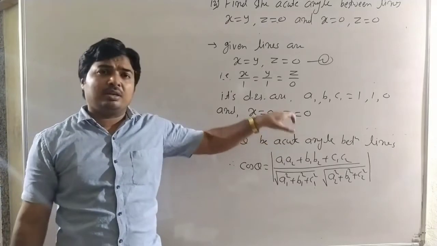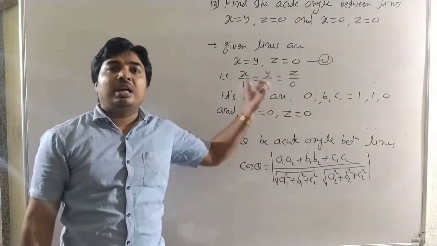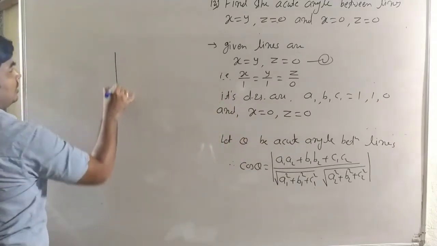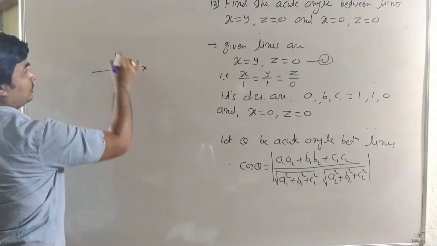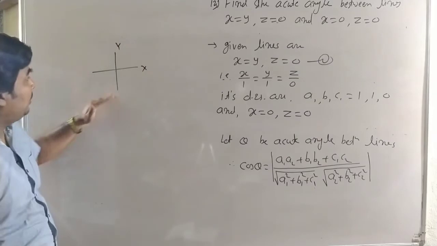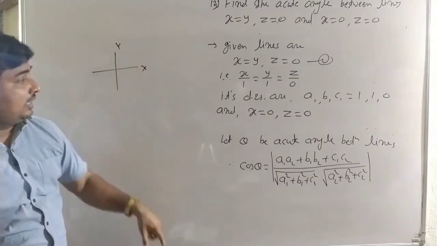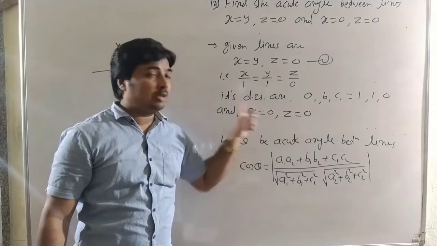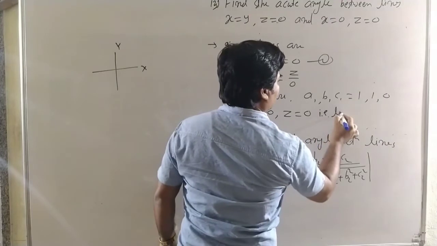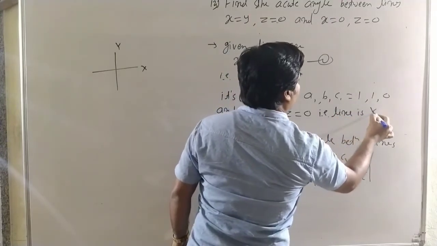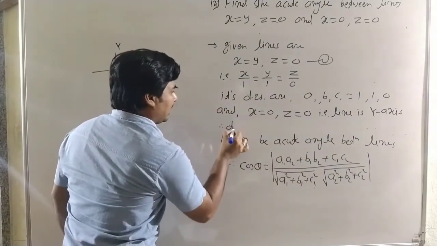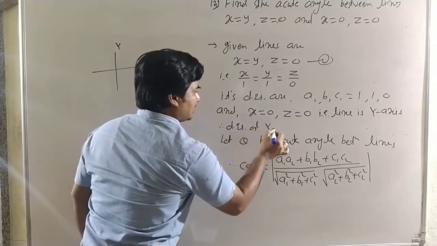Here, these concepts we are learning in the chapter vector and 3-dimensional geometry. Here, x equal to 0 and y is equal to 0, we will learn in 2 dimension. When x equal to 0, it is the y-axis, and when y equal to 0, it is the x-axis. Here, x equal to 0 and y is equal to 0, that means the line is the y-axis.